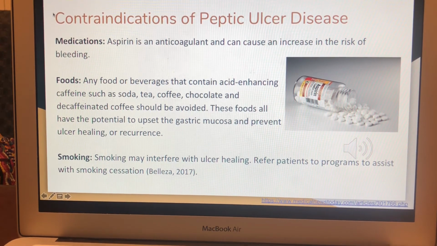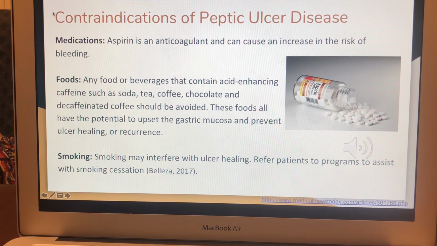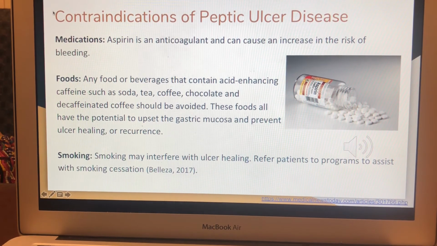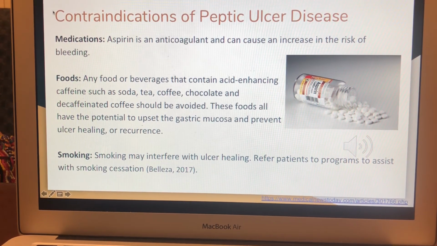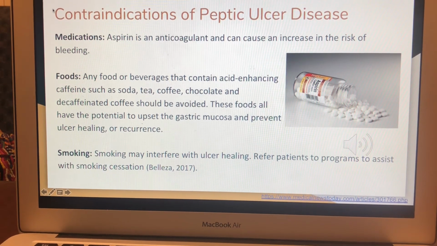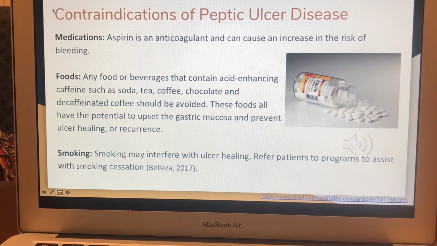It's also important to discuss foods to avoid. Any food or beverage that contains acid-enhancing caffeine, such as soda, tea, coffee, chocolate, and even decaffeinated coffee, should be avoided. These foods all have the potential to upset the gastric mucosa and prevent ulcer healing or recurrence. Smoking can also interfere with ulcer healing, and patients should be referred to a program to help them quit.